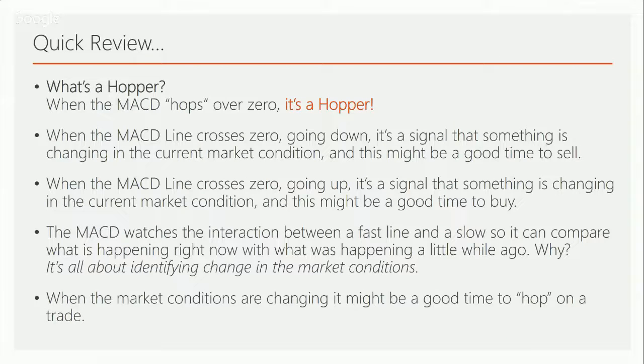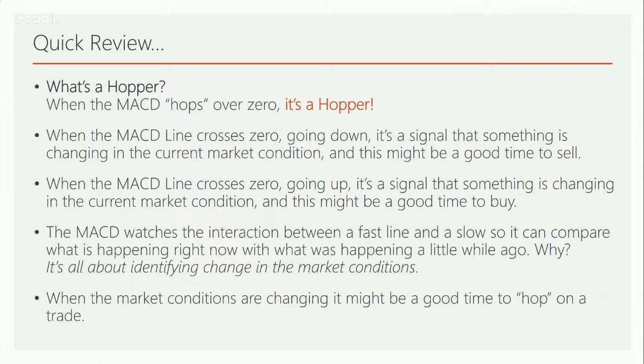Before we get going though, I like to do a quick review of what we already talked about in the previous session. In the previous session, I introduced you to the idea of a hopper. What's a hopper? It's when the MACD hops over the 0 line. It's very simple. MACD line crosses 0, it's a hopper. When the MACD line crosses 0 going down, it's a signal that something is changing in the current market condition, and this might be a good time to sell.